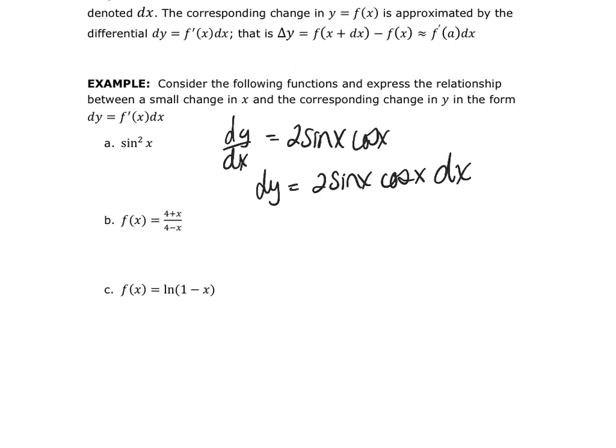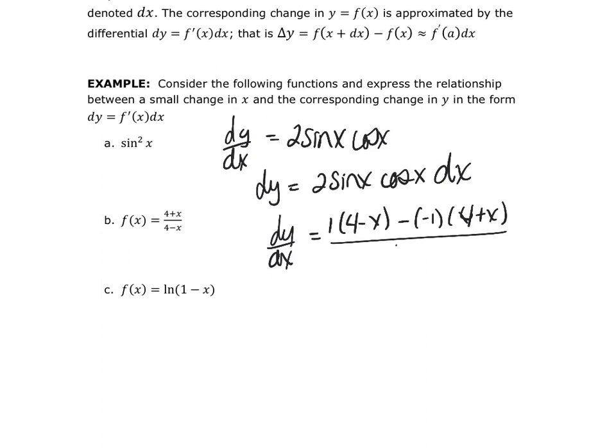Okay, so let's do B. dy/dx is equal to, I'm going to do the derivative of the numerator, which is just 1, times the denominator, 4 minus x, and then minus the derivative of the denominator, which is negative 1, multiplied by the numerator, which is x, 4 plus x, all divided by the denominator, 4 minus x, the quantity squared.